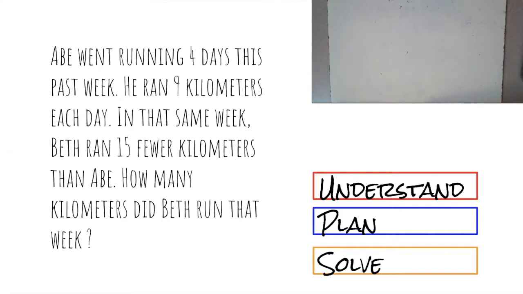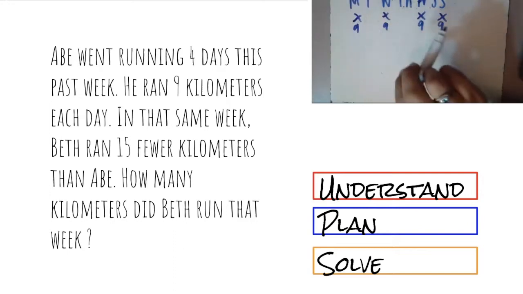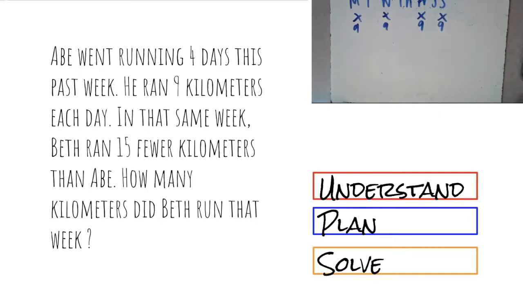So I would look at Abe running 4 days this past week. He ran 9 kilometers each day. If I'm visualizing and making a picture in my head as I follow along with this story problem, my days of the week, those are the 4 he ran, and those are the 9 kilometers he ran on that day. In the same week, Beth ran 15 fewer kilometers than Abe. So that's something else I know.